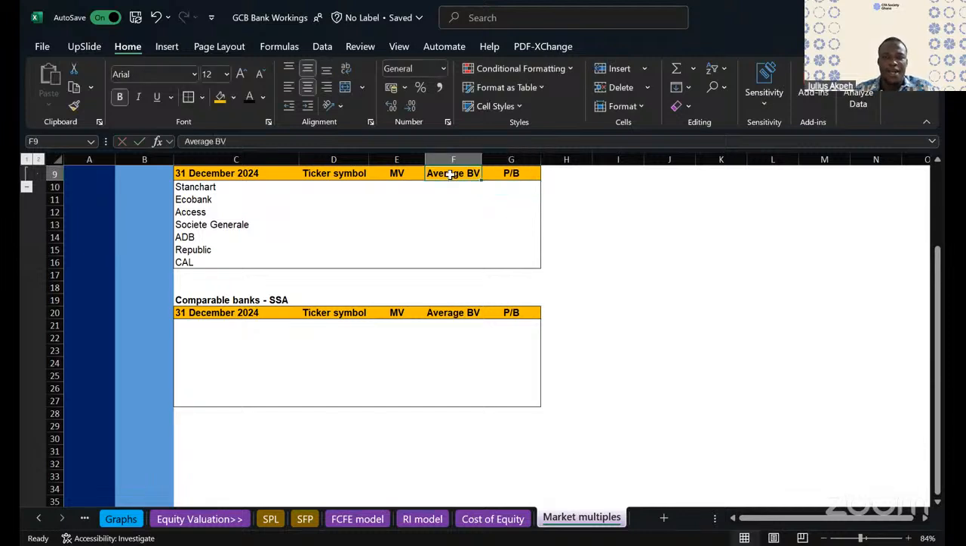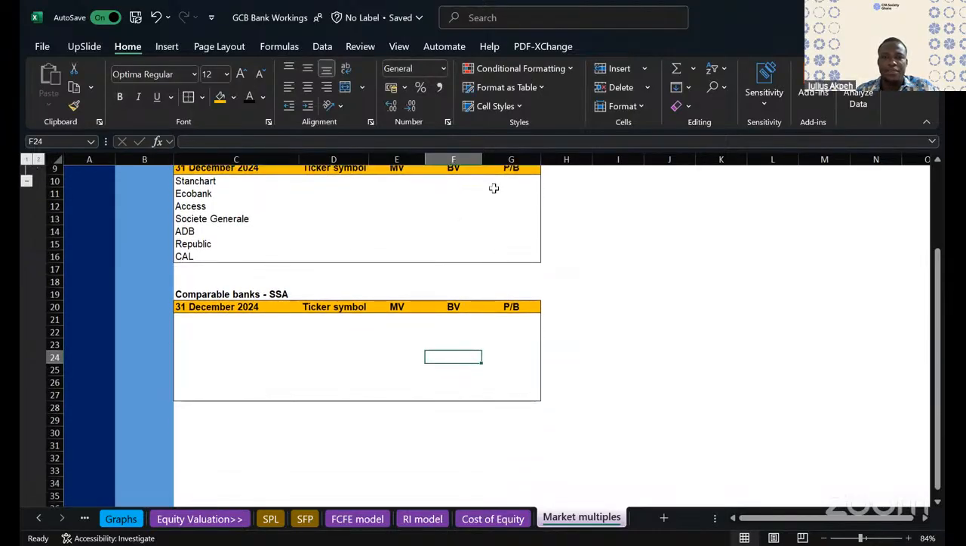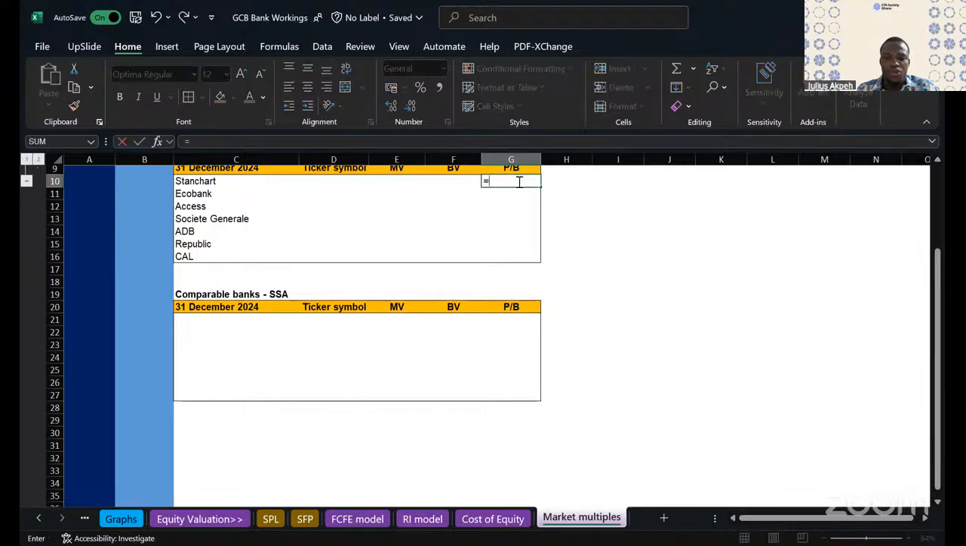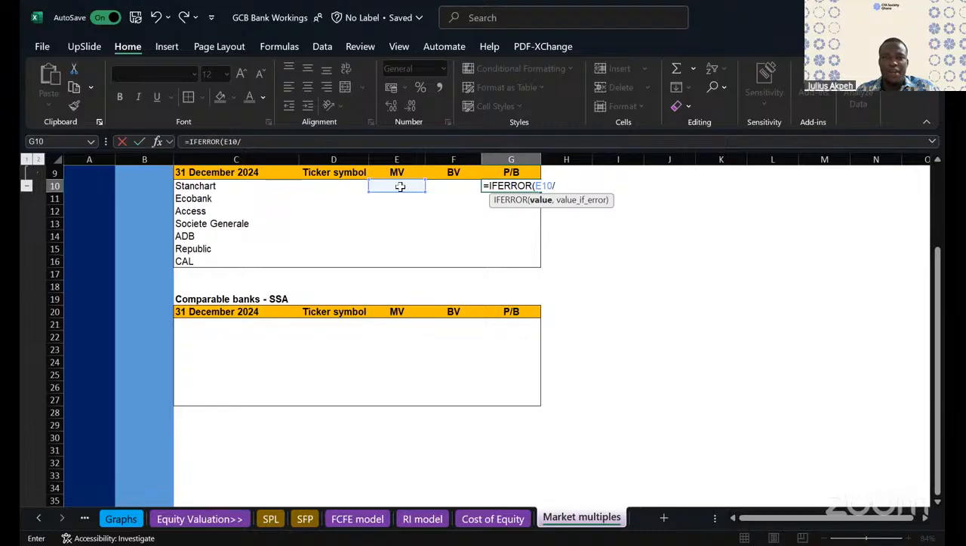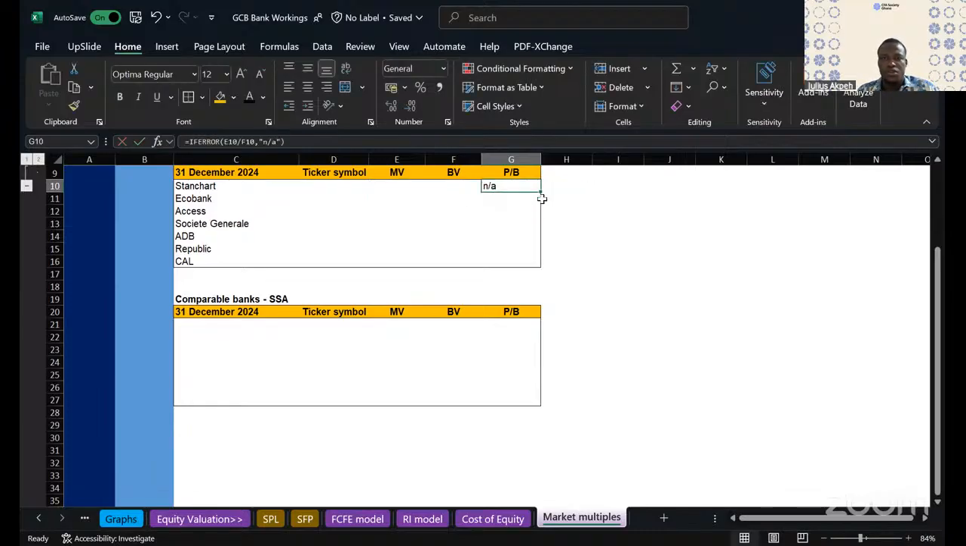what was coming to my mind is that I'll do some return on equity stuff, right? Book value. But I will still need that return on equity work done somewhere. So I'll show you where I'm going to do that and why I have to do that for the various banks. So market value divided by the book value, and then comma, if error not applicable, bracket close. So we close this, the formatting.